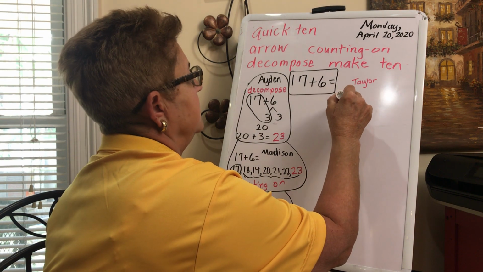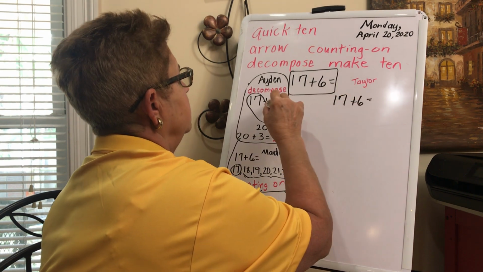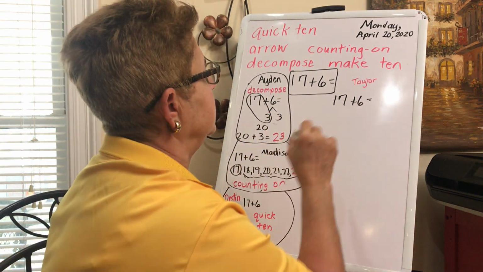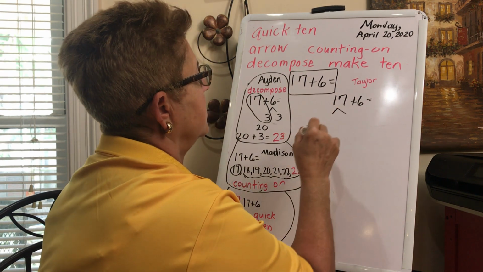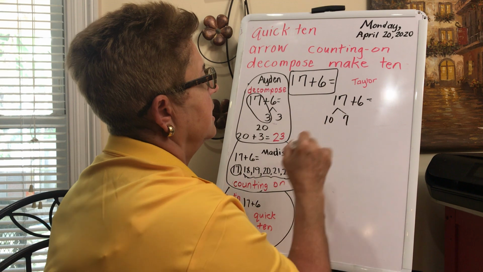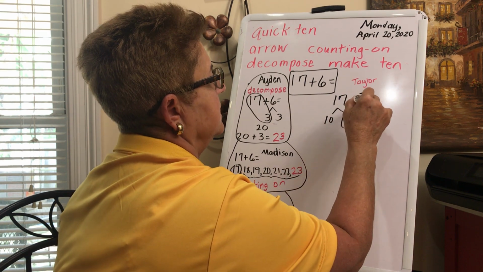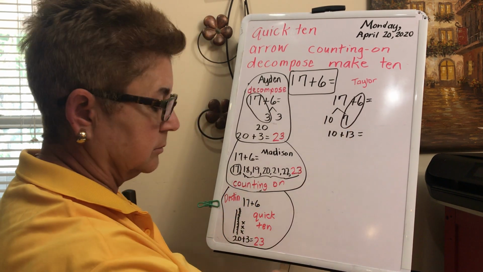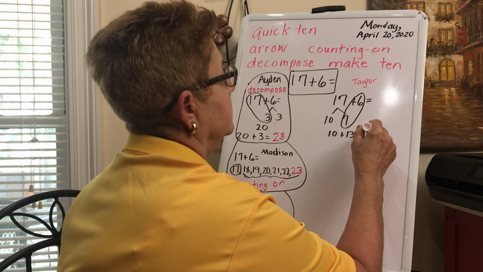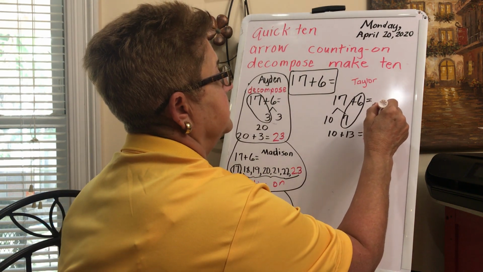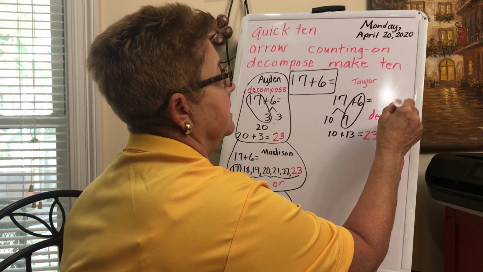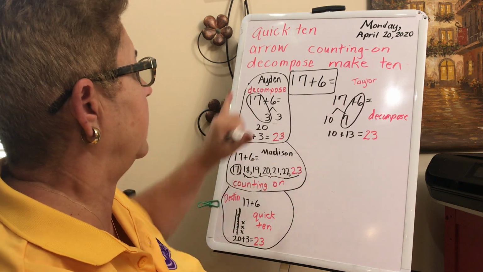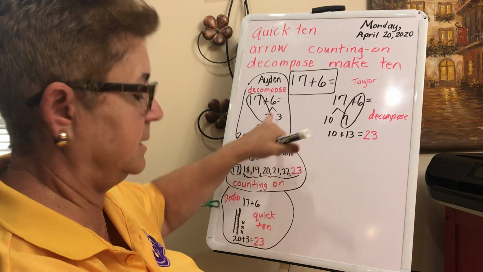So here is her 17 plus 6 equals, and instead of decomposing 6, she decomposed 17. And so hers was 10 plus 7, and she said 6 plus 7 is 13. So hers is 10 plus 13 equals 23. And remember, this was decompose again, but they decomposed a different number. Taylor decomposed 17, and Aiden decomposed 6.